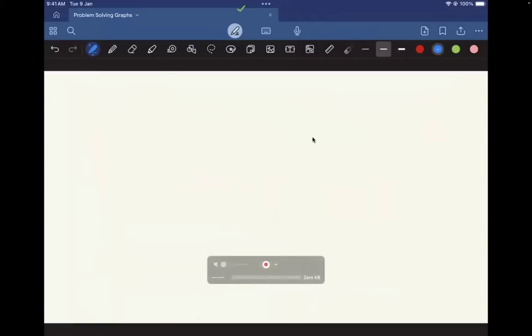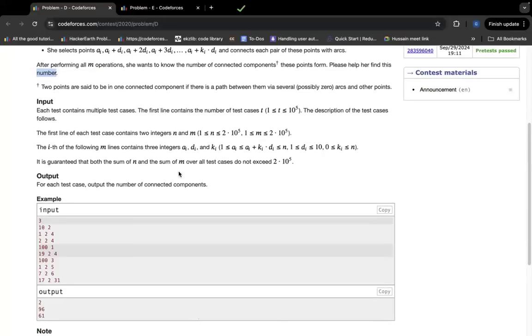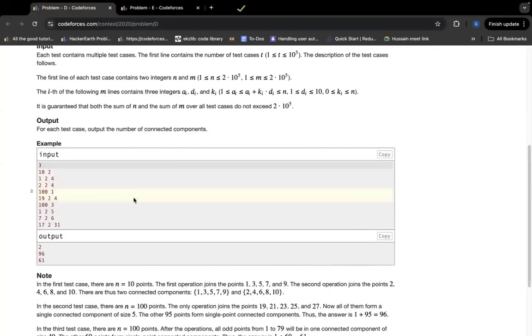Let's consider this case. Let's consider a very simple case where we have multiple queries: 1 2 4 and 2 2 4. Let me just write this down. We have 10 points, 1, 2, 3, 4, 5, 6, 7, 8, 9, 10, and for queries, we have 1 2 4 and 2 2 4.